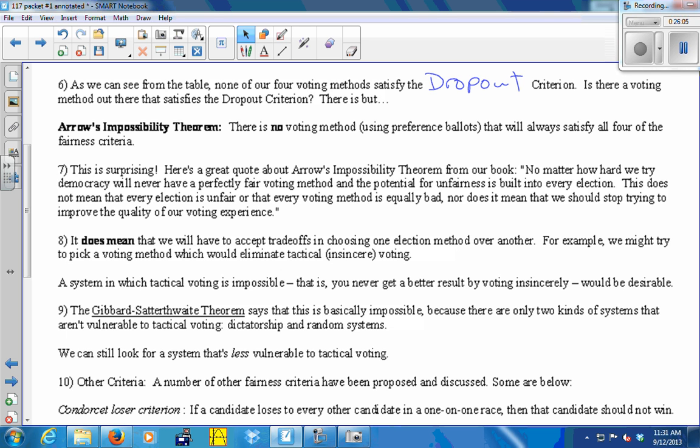For example, we might try to pick a voting method that would eliminate tactical or insincere voting. Right? So, do you guys remember tactical insincere voting from a couple classes ago? Where you might switch your second and first place vote because you know your first place guy has no chance of winning, and you just try to prevent the person you really don't want from winning. So you settle for your second choice.